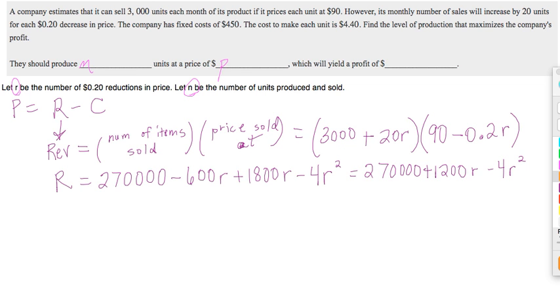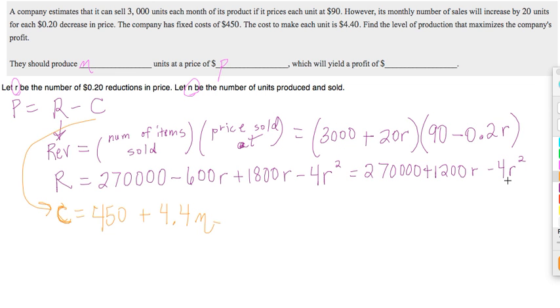Cost, let's look at cost next. So capital C, that's the cost to you, the manufacturer. So how much is it costing you to produce these units? Well, you have a fixed cost of $4.50. That's no matter what. So it's $4.50 plus $4.40 for each item that you sell. So 4.4 times N, the number of items that you are producing. The problem here is that now we have two variables. We have lowercase n and lowercase r. We need to get them the same.